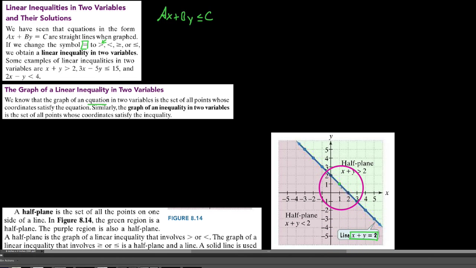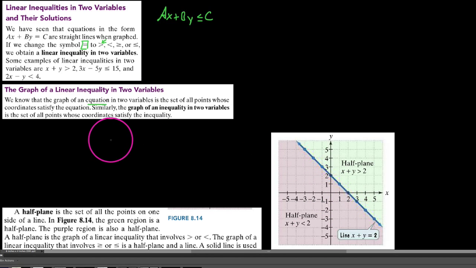For instance, (1, 1): if you plug this back in, you get 1 plus 1 is 2. Or if we said (2, 0), that's 2 plus 0 is 2. Or if we said positive 3 but negative 1, add those together, it's 2. So when we talk about an equation, all the points on that line are the solutions.